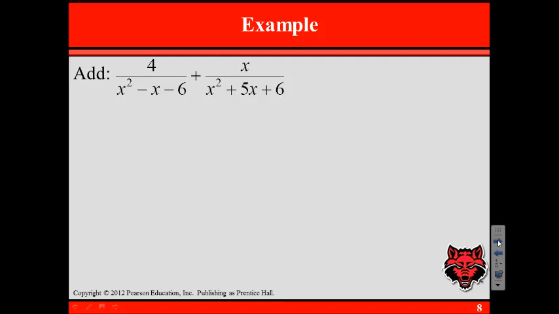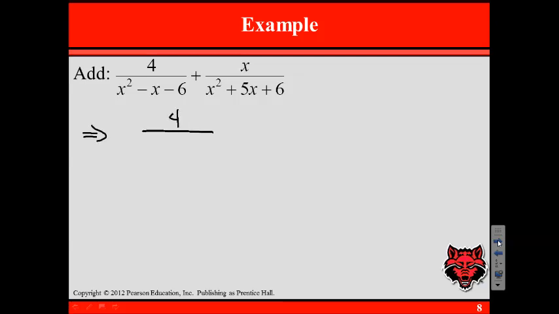Here we have 4 over x squared minus x minus 6 plus x over x squared plus 5x plus 6. Now the best way to find the LCD when we have two denominators in this form is to make sure our denominators are factored first. So let's rewrite this with factored denominators.